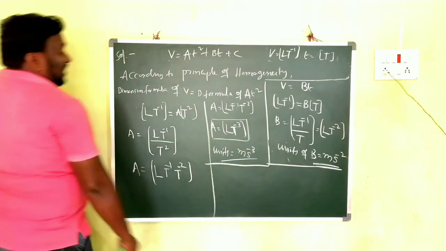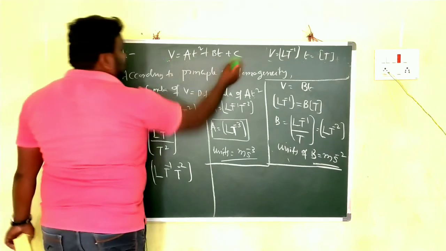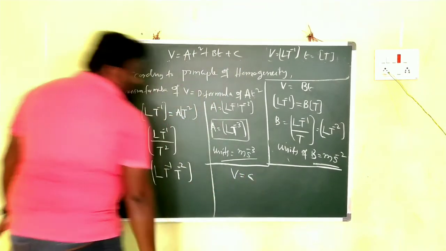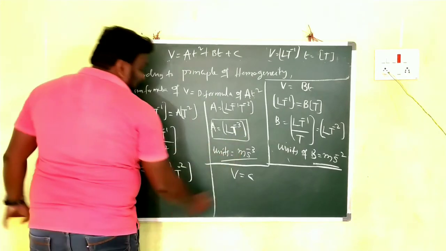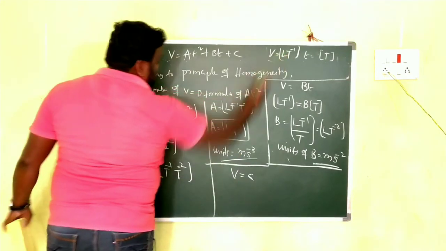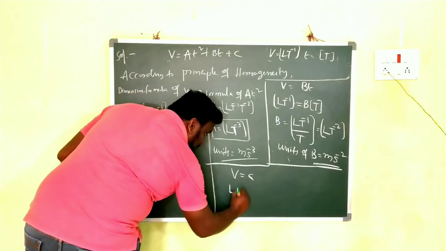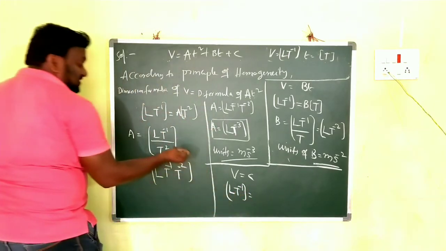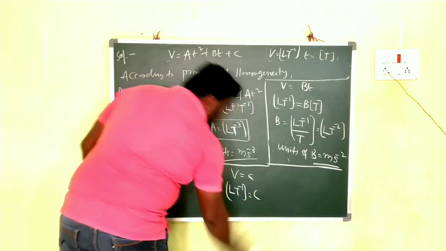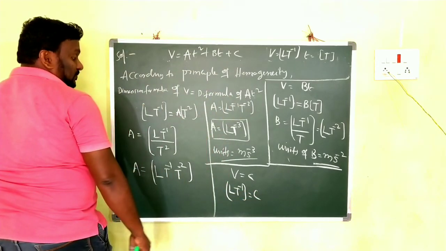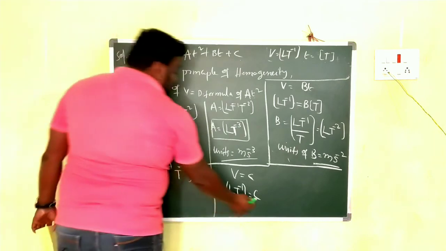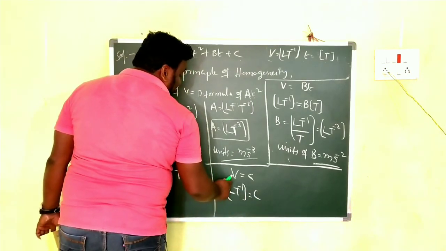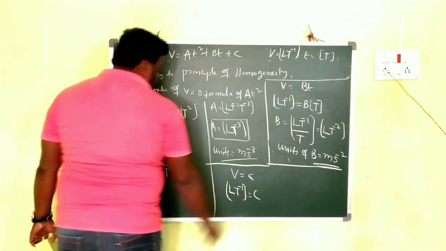And next, finally, we have V equals C. So, children, directly we are writing V means LT inverse 1, and C is nothing but C here. Directly we are getting C equals LT inverse 1. So this is the dimension formula of C: LT inverse 1. Nothing but velocity and C also have the same dimension formula.